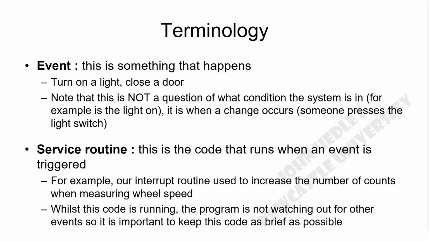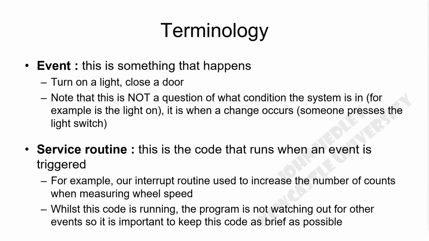It is important to understand the terminology when we are talking about event-based programming. An event is an action that occurs, for example, someone turning on a light switch, a door closing, etc. It is important to note that this is an action and not what state something is in. For example, a light may be illuminated or not, namely it is in an on state or an off state. This state is not an event. However, switching the light on or off, namely changing it from one state to another, is an event.